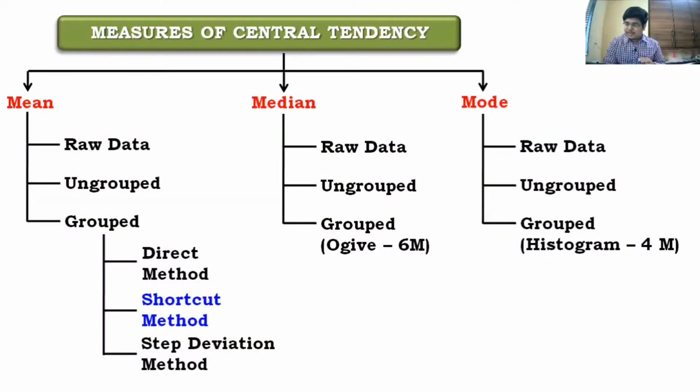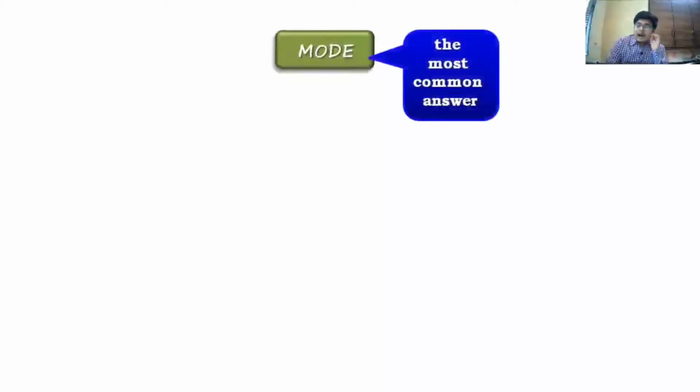In the previous video we have already finished ogive. So now we'll move to mode and we'll first take raw data and ungrouped data. Mode is a very simple concept guys. Mode simply means the observation with the highest frequency. It is that value which is repeated most number of times. It's the most commonly repeated value.